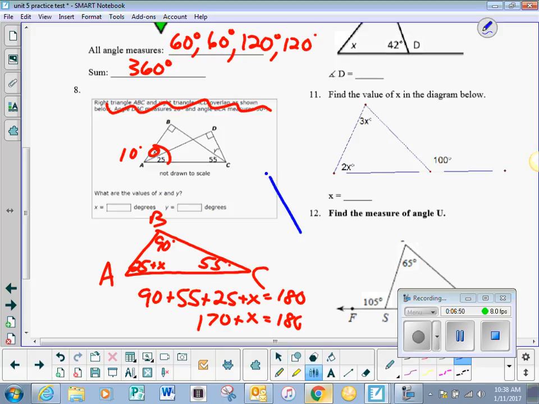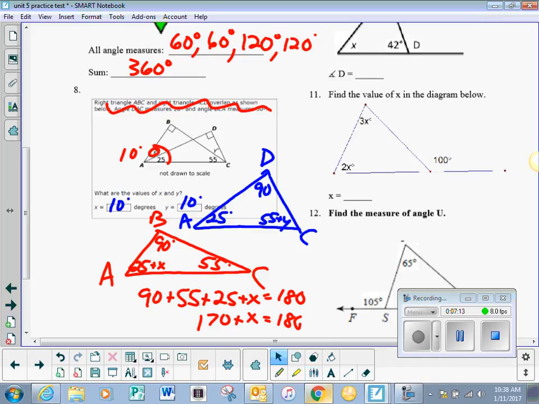Now, if I do the same thing with DAC, this is 25 degrees, this is 55 plus y, and this is 90. That's what that little square means. So, guess what I get? I get also 10 degrees. So 10 and 10. Yep. Each one's 10 degrees.